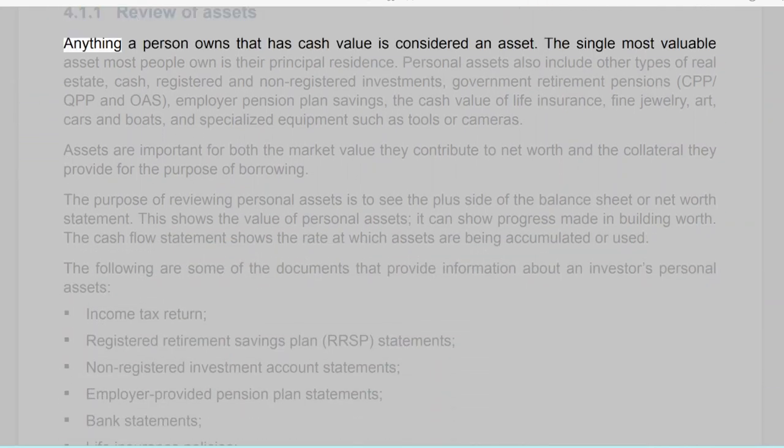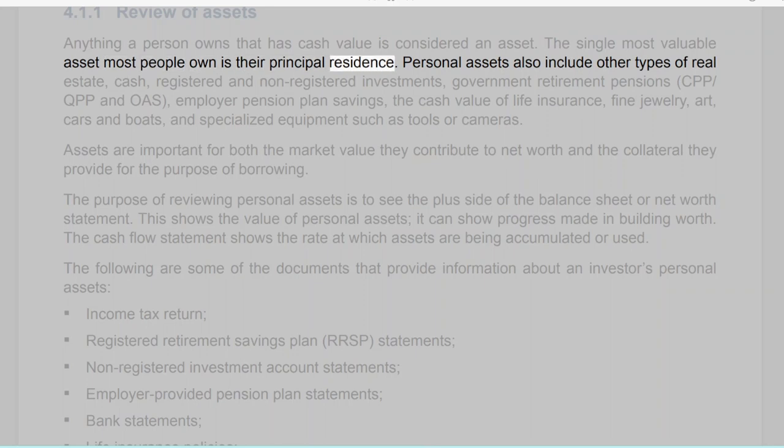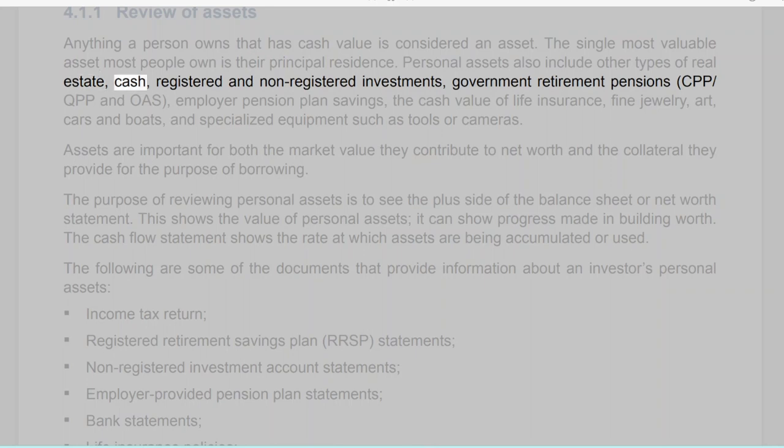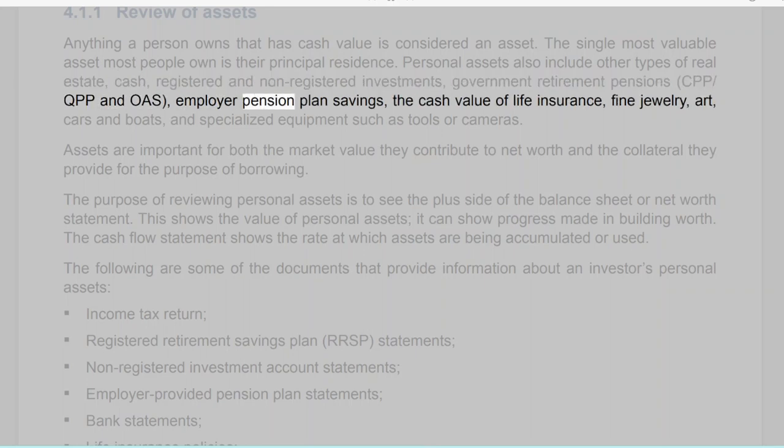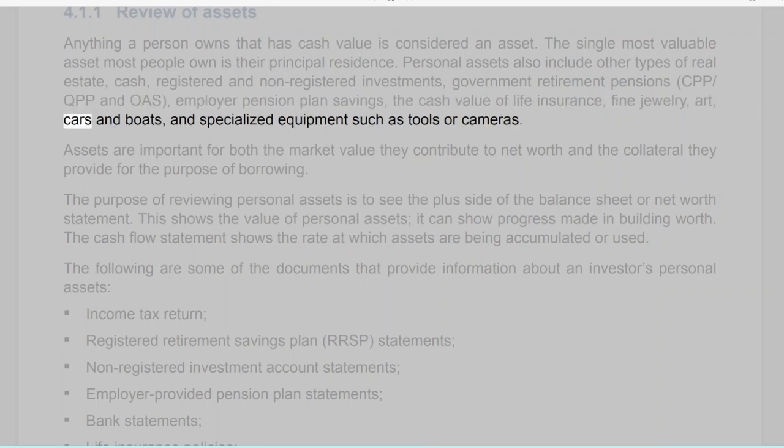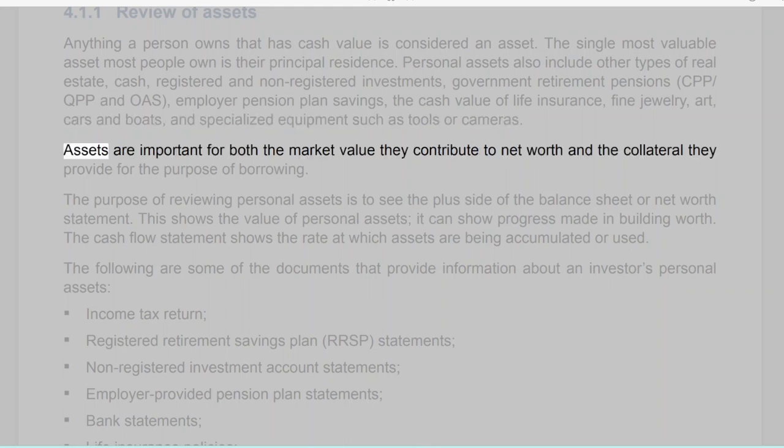4.1.1 Review of Assets. Anything a person owns that has cash value is considered an asset. The single most valuable asset most people own is their principal residence. Personal assets also include other types of real estate, cash, registered and non-registered investments, government retirement pensions, CPP/QPP and OAS, employer pension plan savings, the cash value of life insurance, fine jewelry, art, cars and boats, and specialized equipment such as tools or cameras. Assets are important for both the market value they contribute to net worth and the collateral they provide for the purpose of borrowing.